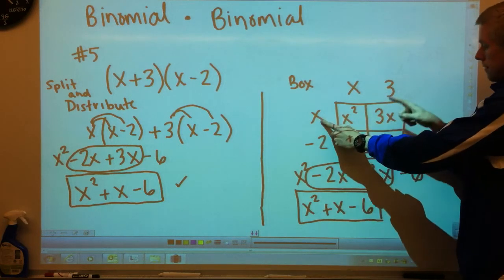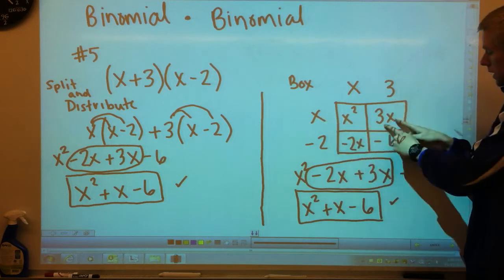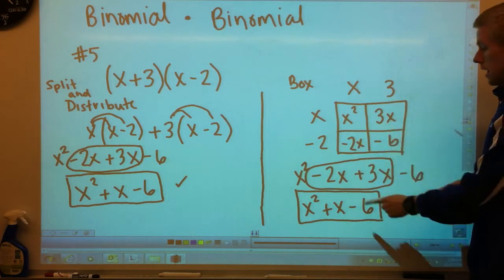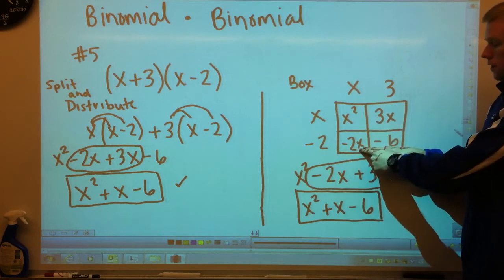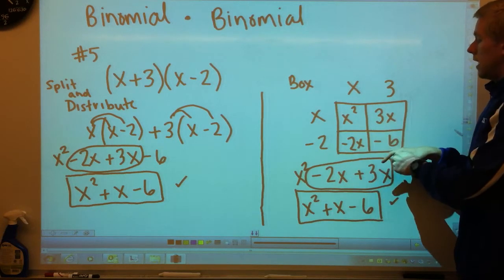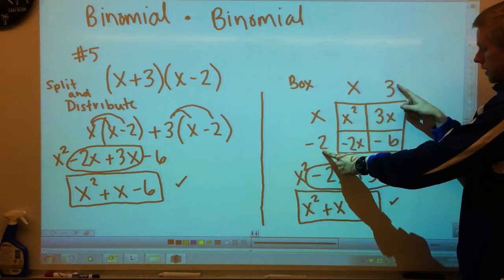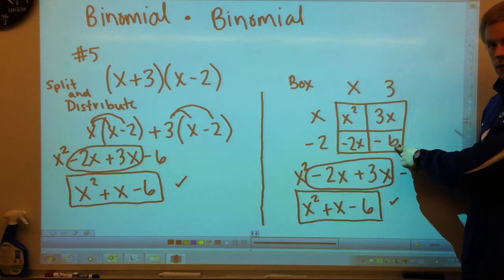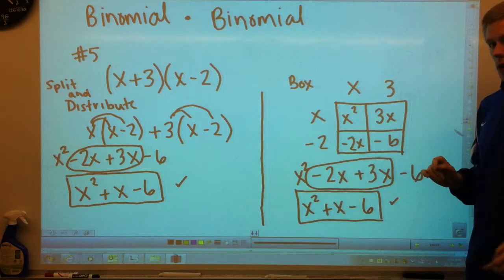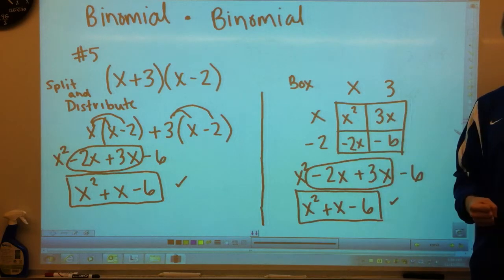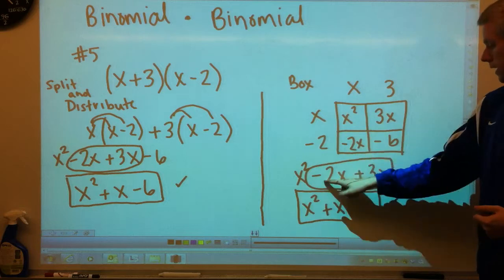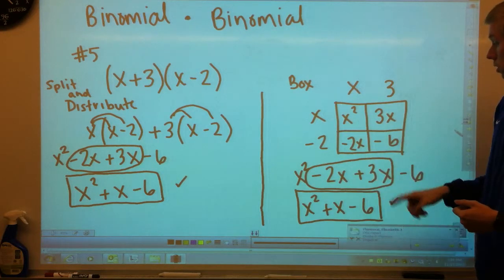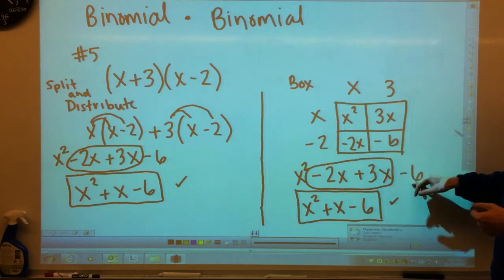Then I'm going to take my x and my 3, and multiply them together to get 3x. Then I take my x and my negative 2, and multiply them together to get negative 2x. My last part is negative 2 times positive 3, that gives me negative 6. Once I have my box filled out, I just bring everything out and combine to get my final answer. So I bring out my x squared, my negative 2x, my positive 3x, and my negative 6.